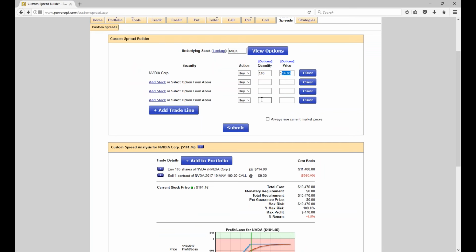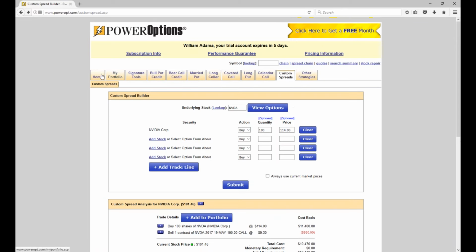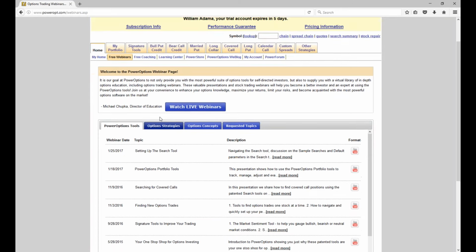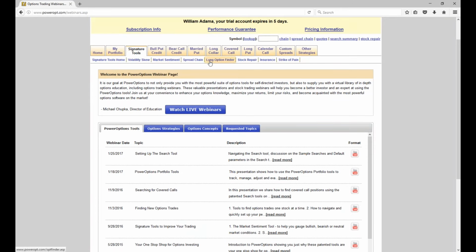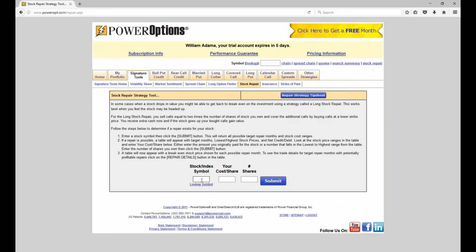You could plug that into the stock repair, and I'm sure you'd see some opportunities maybe with the 105, 110, or even the 100, 105 that would help you get back to break even. Yeah, I'm sorry, it would be closer to 108. But let's do that. Let's try that very quickly. Let's say you did average down. You bought another 100 shares. I went to the wrong link. My apologies. Let's go to our stock repair. So NVDA.